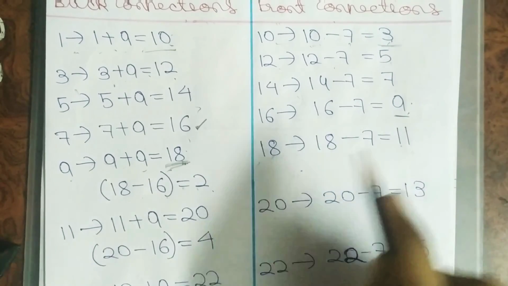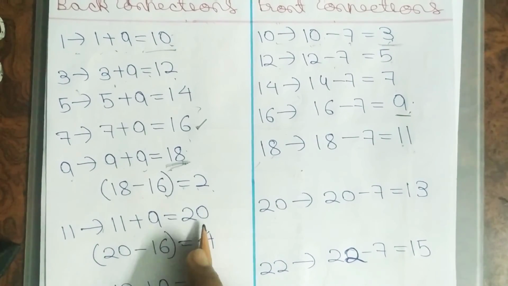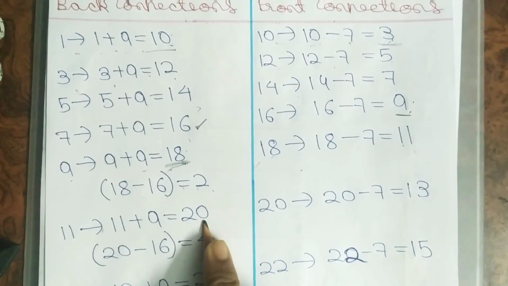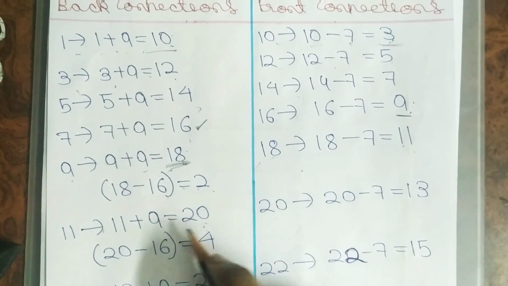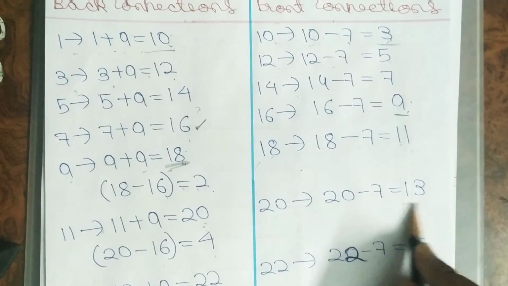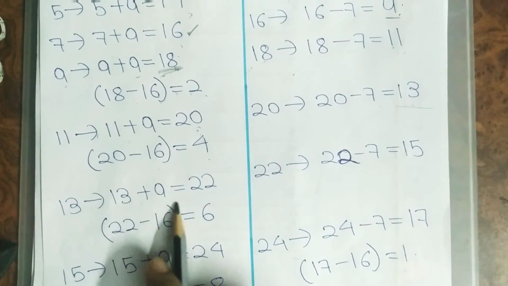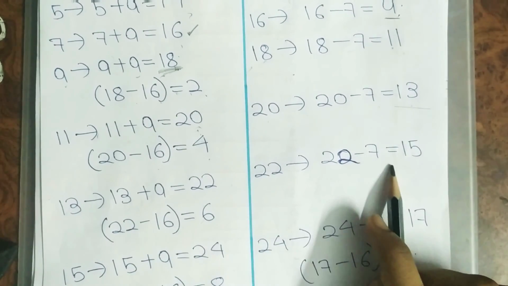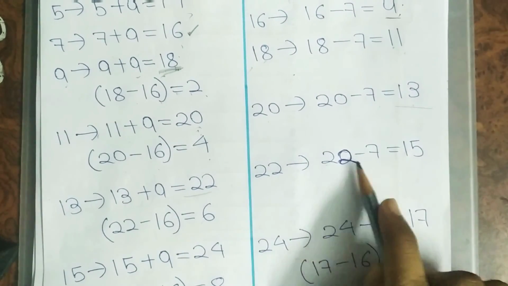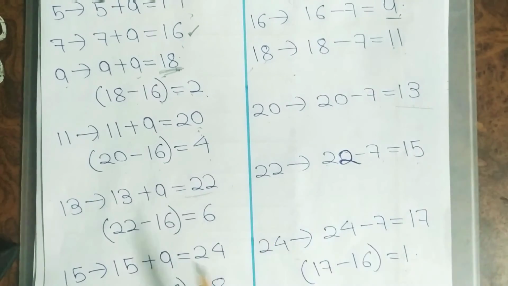See, again 11. So 11 plus 9 is equal to 20. So 20 is greater than 16. So 20 minus of 16 is equal to 4. And this 20 minus of 7 becomes 13. Same like this, 13 plus 9, 22. 22 minus of 16, 6. 22 minus of 7 is equal to 15.